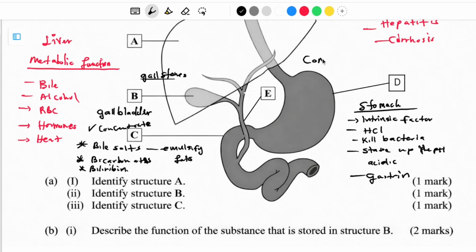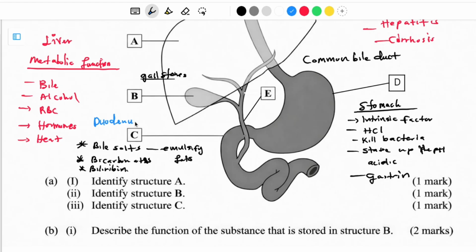So this is called the common bile duct. Common bile duct is more like a passage or a tube that transports bile, when it is produced from the liver or the one which is stored in the gallbladder, direct into the duodenum. Alright. Then we also have structure C, which is here. So let me just erase this one here, then write it here. So structure C is called the duodenum.